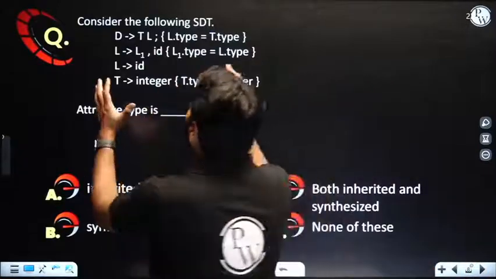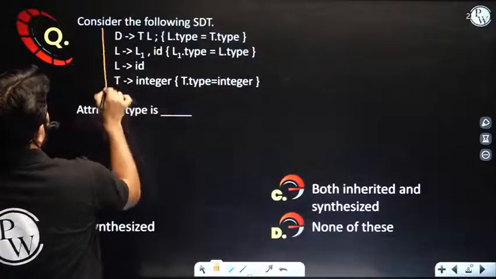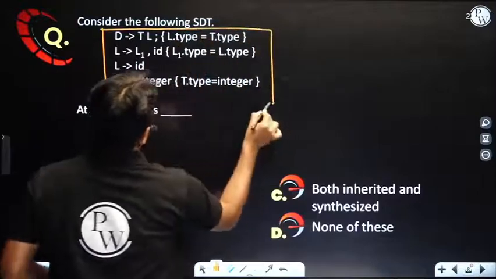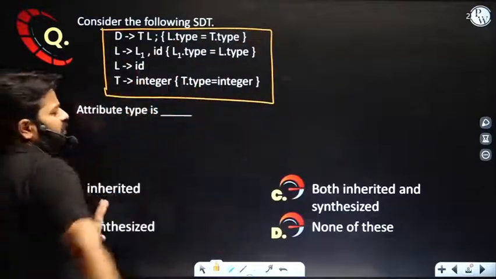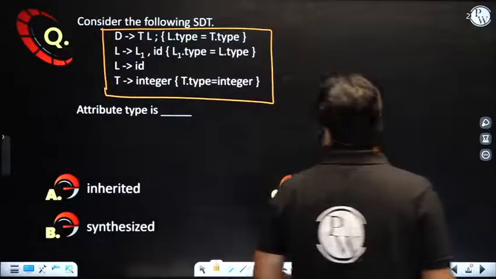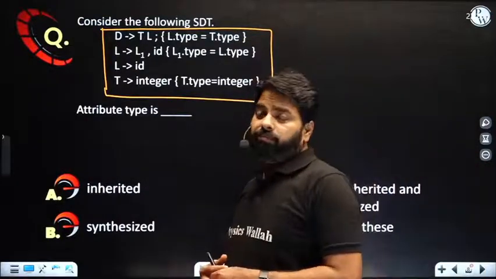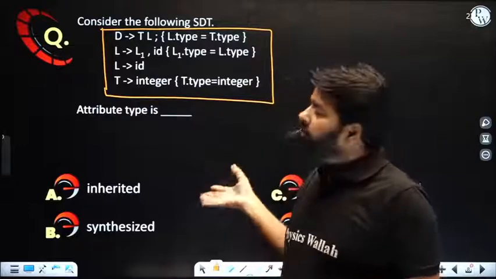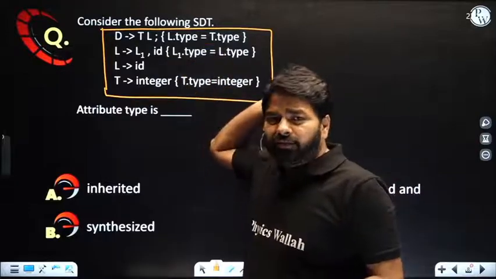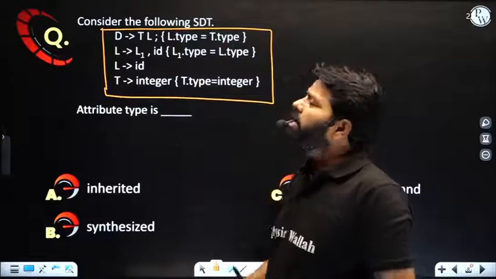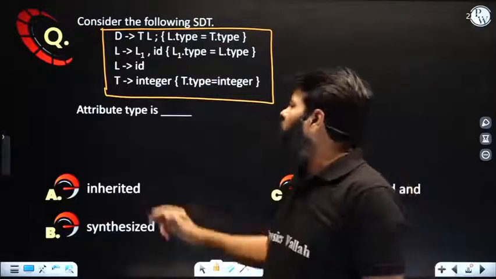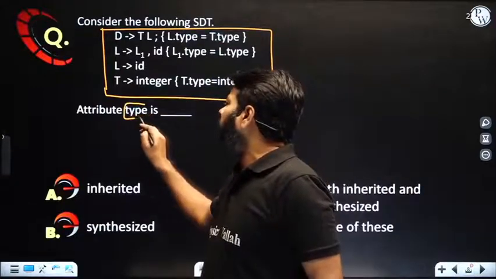So I have a very big grammar. This is a kind of SDT, and there are many productions. Now the question is, I want to identify the attribute type. I don't want to identify the grammar. This grammar definition might be anything. We'll see in the future. Now here, how many attributes are there? The question is about just type. Find the attribute type only.